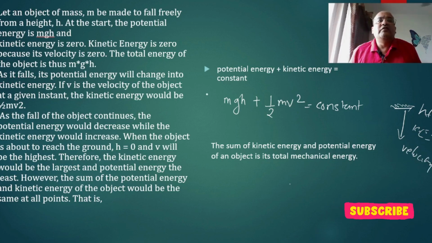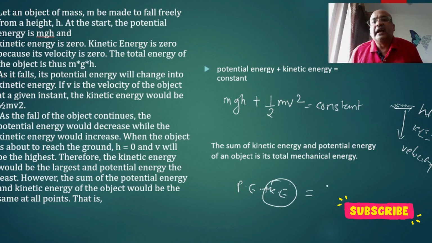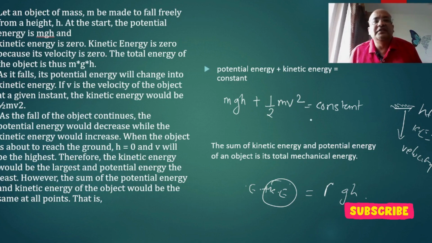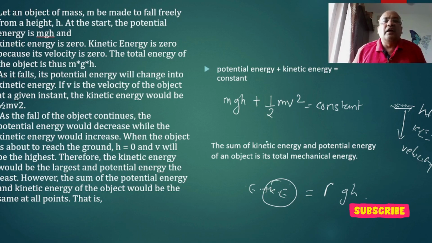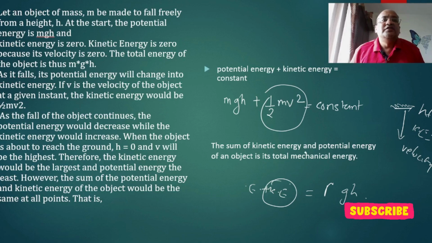The total energy of the object will be potential energy plus kinetic energy. Kinetic energy is 0, so in that case it will be m into g into h. As it falls, the potential energy will slowly get converted into kinetic energy, because the velocity is increasing. Kinetic energy is nothing but half m v square.